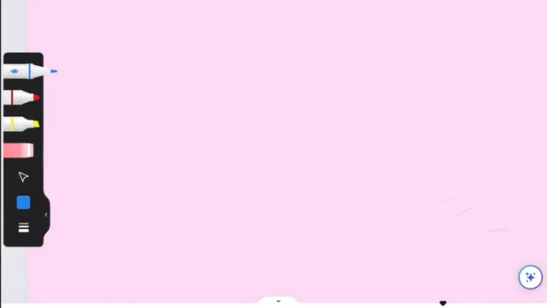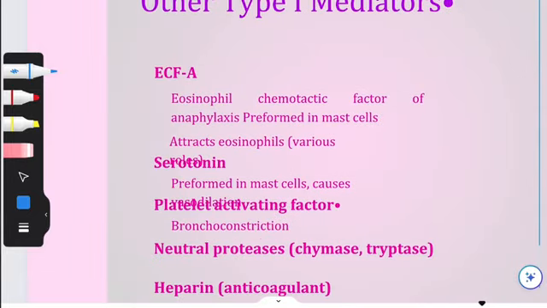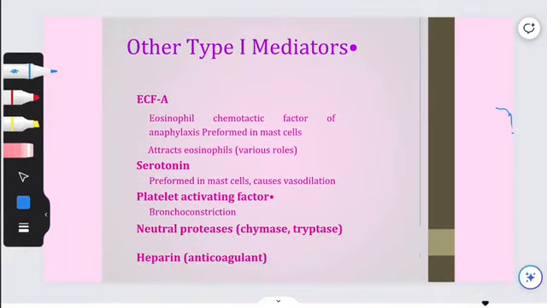Some of the other type 1 mediators are ECFA, which stands for eosinophil chemotactic factor of anaphylaxis. It is preformed in mast cells and it attracts eosinophils, which are often involved in allergic reactions. Serotonin can also be released by mast cells, which causes vasodilation. Platelet activating factor is a substance that causes bronchoconstriction.